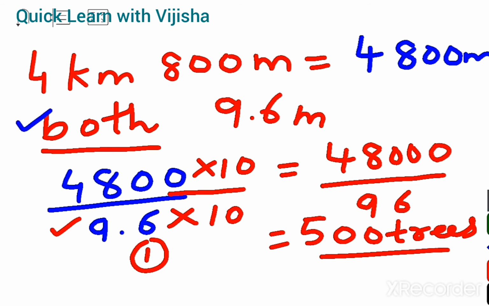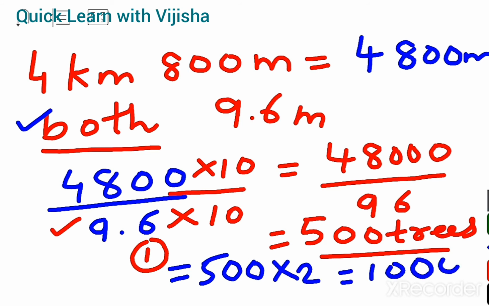Now we have to do this for both sides. On both sides of the road the trees are being planted. That means 500 will be multiplied by 2. Understanding, children? 500 multiplied by 2 will give you the answer as 1000 trees to be planted on both the sides. I hope you are understanding this question. If you have any doubt, you can write to me in the comment box.